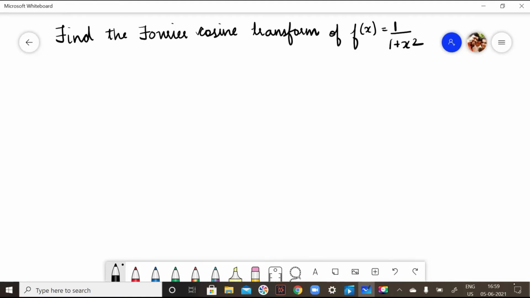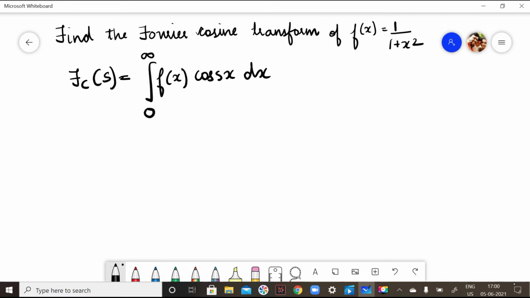The problem is to find the Fourier cosine transform of f of x equals 1 by 1 plus x squared. So what is my Fourier cosine transform formula? Fc of s is equal to the integral from 0 to infinity of f of x cos sx dx. Now look at the question and tell me what is f of x. f of x is 1 by 1 plus x squared, so this is my Fc of s.